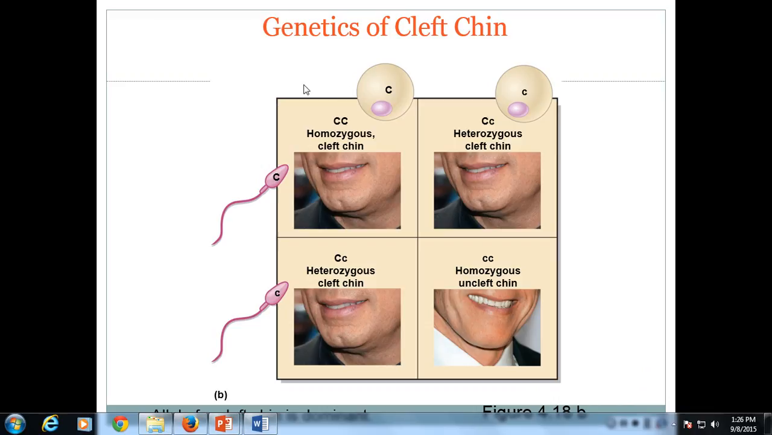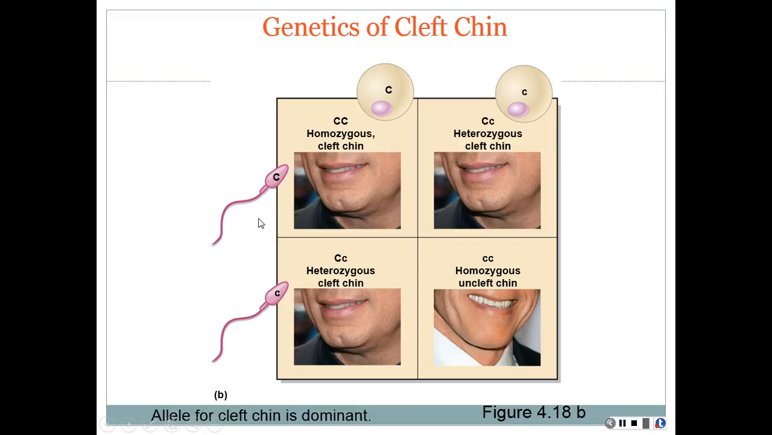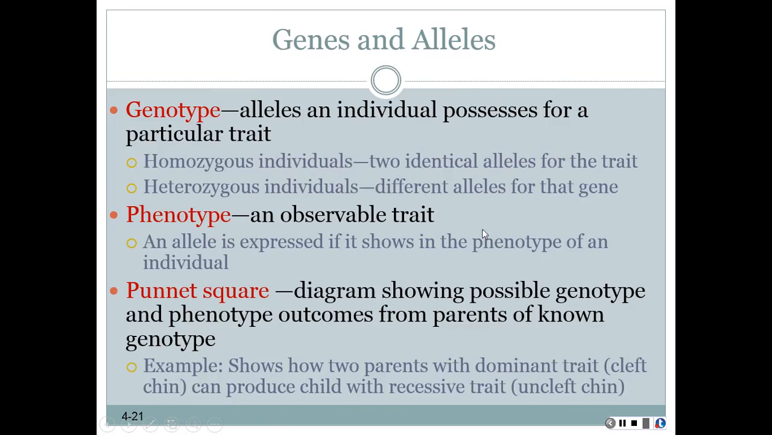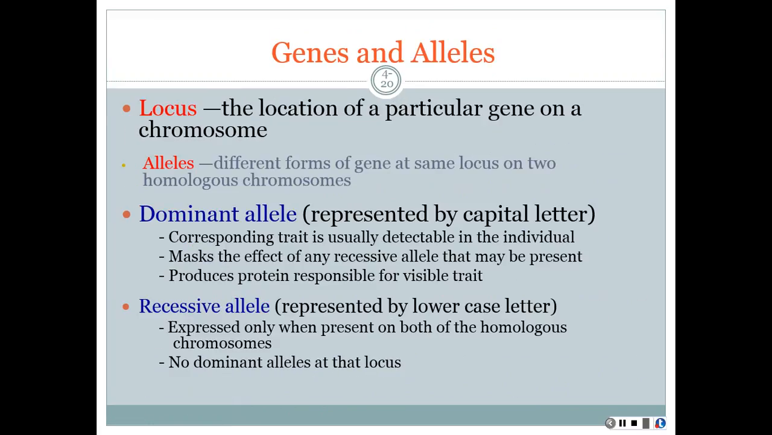So that is just looking at a Punnett square. I'm sorry, I kind of moved ahead of myself. So that deals with your dominant allele and your recessive allele. Recessive will always have the lowercase letter, and your dominant will have the capital letter.